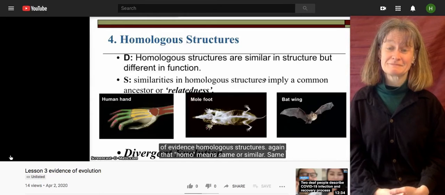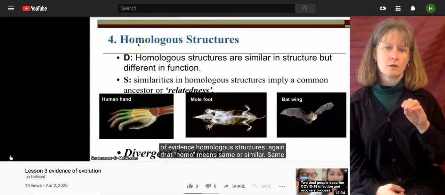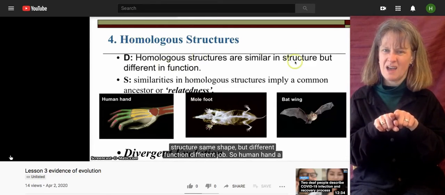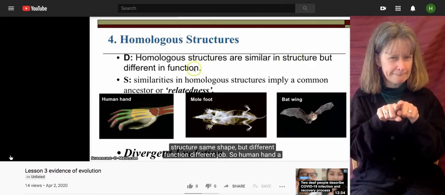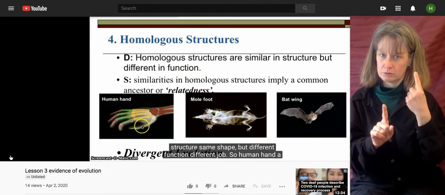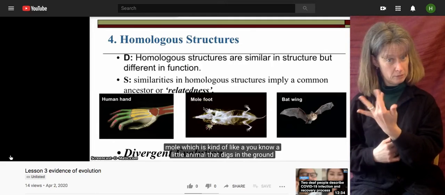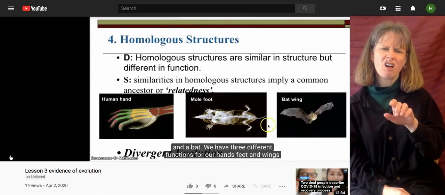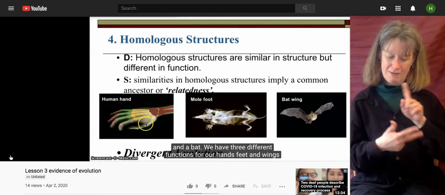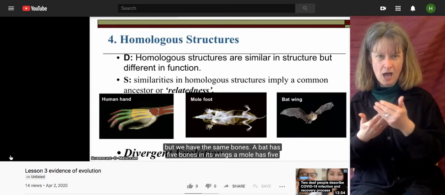The fourth piece of evidence, homologous structure. Again, homo means same or similar. Same structure, same shape, but different function, different job. So human hand, a mole, which is kind of like a little animal that digs in the ground, and a bat. We have 3 different functions for our hands, feet, and wings, but we have the same bones.